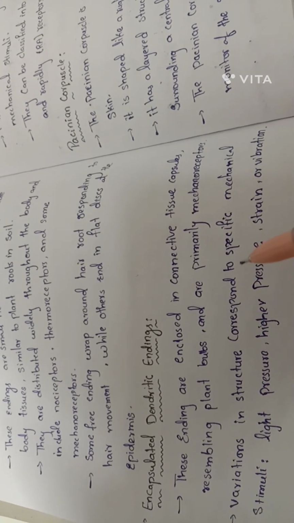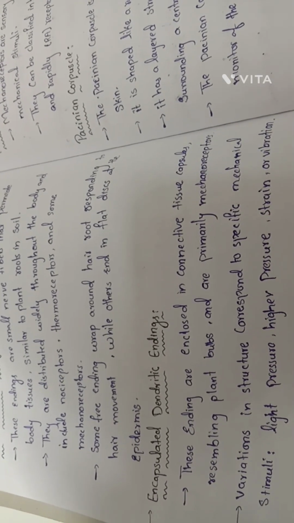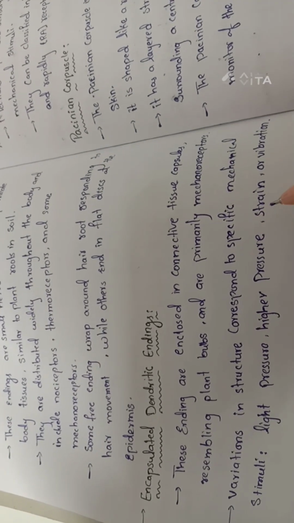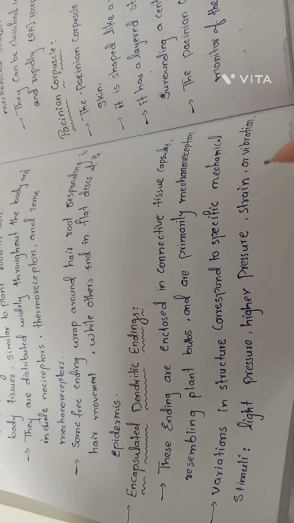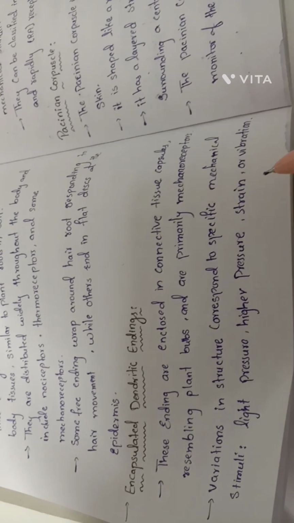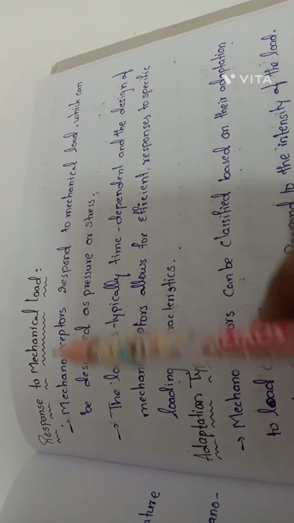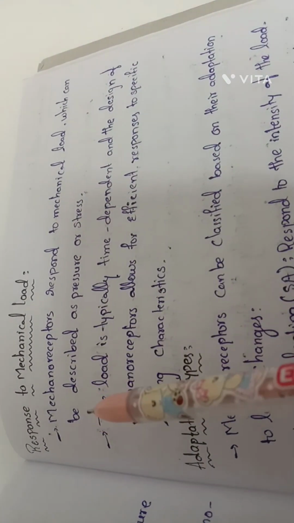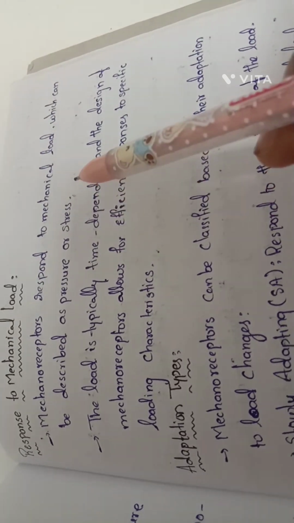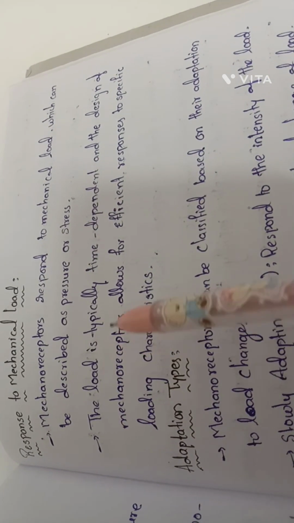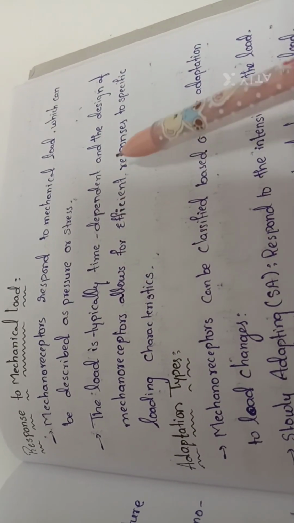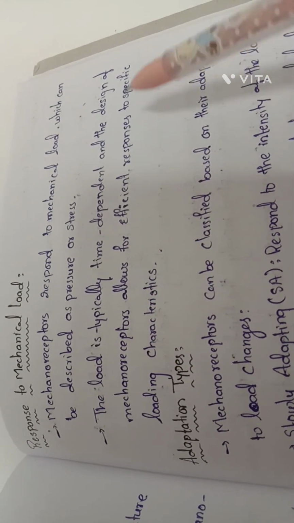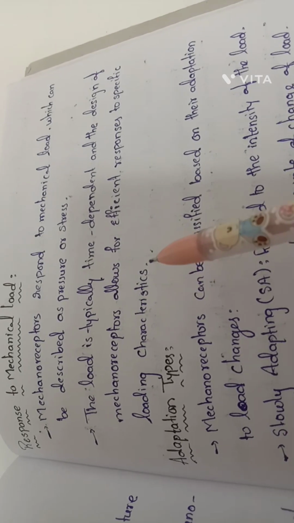Variations in structure correspond to the specific mechanical stimuli: light pressure, high pressure, and strain or vibration. Response to mechanical load. The mechanoreceptors respond to the mechanical load, which can be described as a pressure or stress. The load is typically time dependent, and the design of mechanoreceptors allows for efficient responses to the specific loading characteristics.